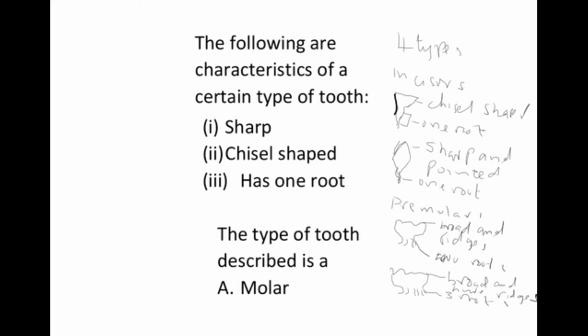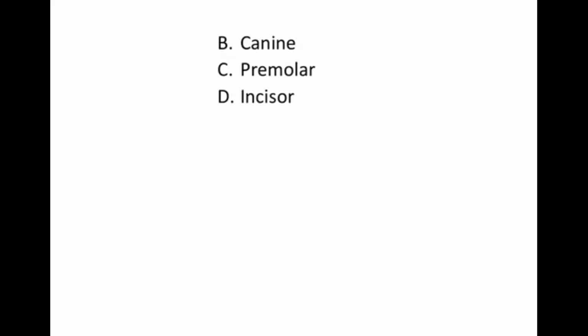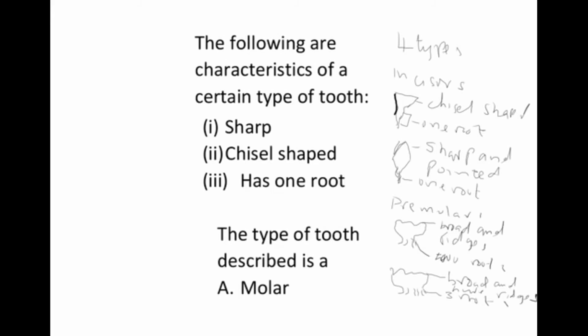Our choice B, we have the canines. The canines, we have said that the canines are sharp and pointed. Yes, here we have sharp, but we have chisel shaped and one root. We don't have the word pointed because they are pointed. So that one disqualifies it being our answer.